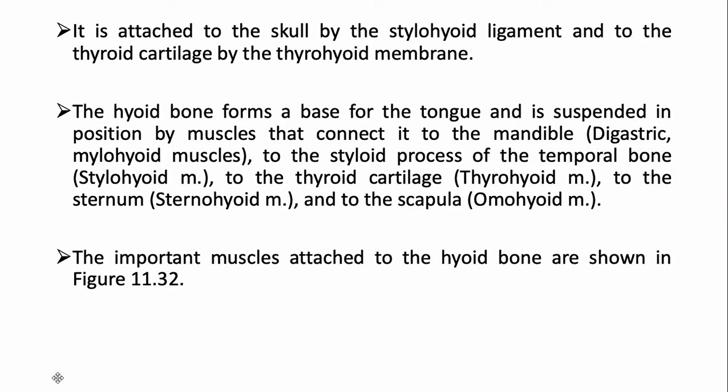The hyoid bone forms a base for the tongue, and it is suspended in position by muscles that connect the hyoid bone to the mandible, via the digastric and the mylohyoid muscles. The hyoid bone is connected to the styloid process of the temporal bone via the stylohyoid muscle, and the thyroid cartilage by the thyrohyoid muscle, and to the sternum via the sternohyoid muscle. It's also connected to the scapula via the omohyoid muscle. We will discuss later the important muscles attached to the hyoid bone.